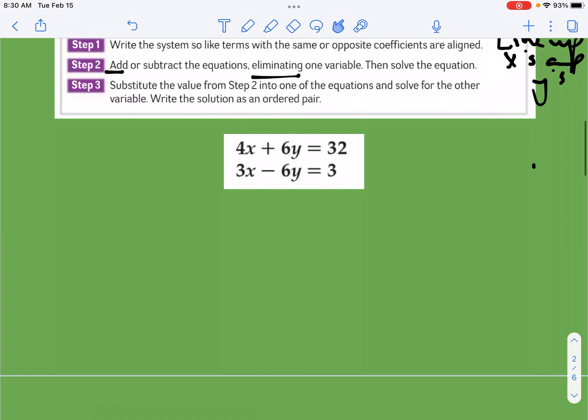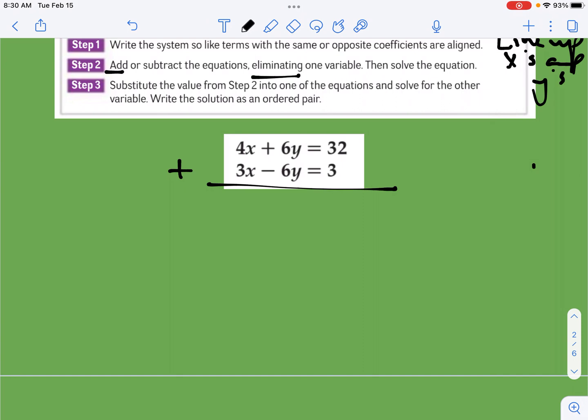So let's take a look at this example right here. We've got 4x plus 6y equals 32, and 3x minus 6y equals 3. What you're looking for, guys, is the variable that has opposite coefficients as each other. By opposite, I mean additive inverses of each other, so 3 and negative 3, 11 and negative 11. In this case, we have 6 and negative 6 for your y. Once you locate those, you are quite literally going to add these equations to each other, and you're going to see something really cool happen.